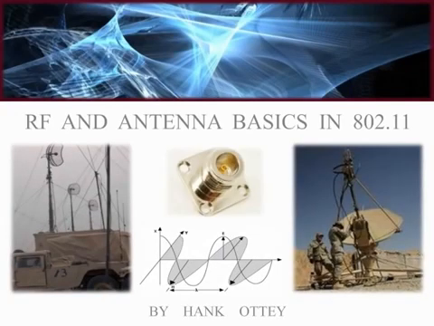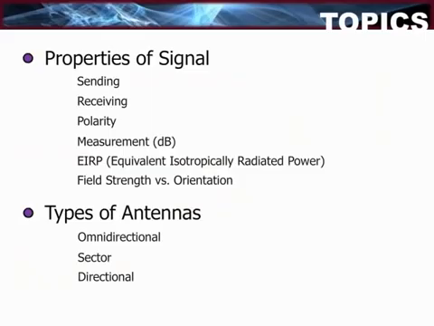Thank you for watching. This webcast will cover the basic properties of RF and antennas, with a slight focus on the 802.11 protocol. Prior RF knowledge is not required. We will start by discussing how signal is sent and received. Once we have a good idea of how signal propagates as waves, we will discuss a certain property of the waves called polarity. Signal is measured in units of decibels, or dB.